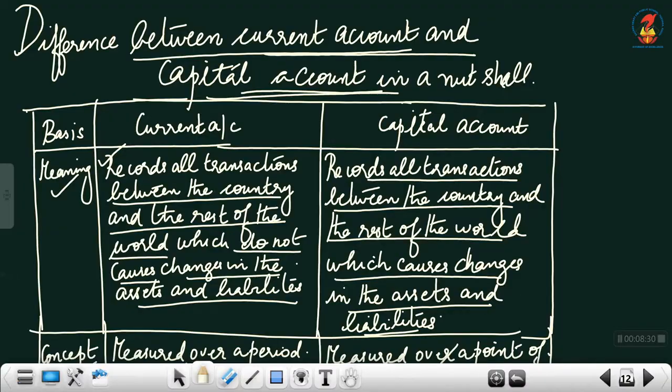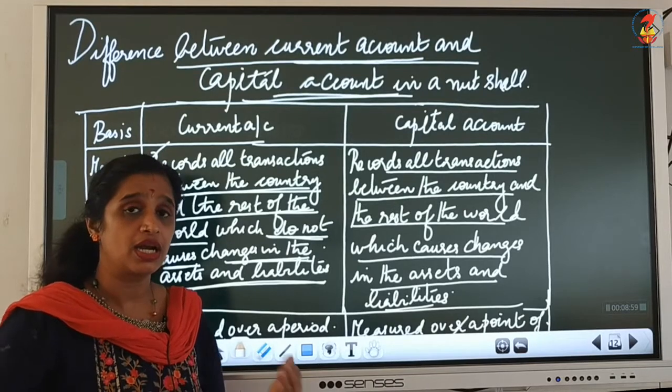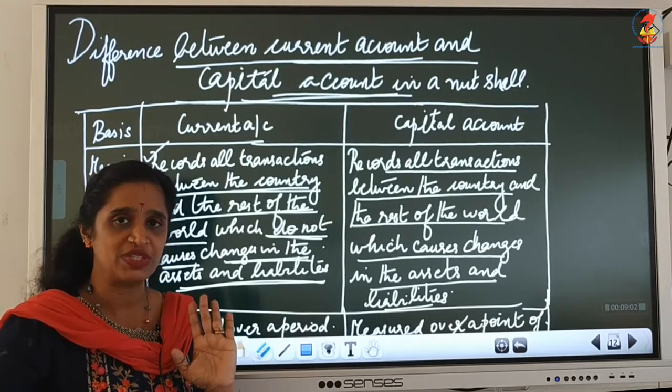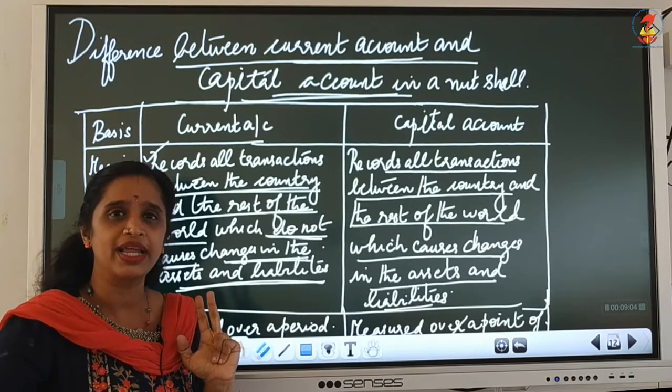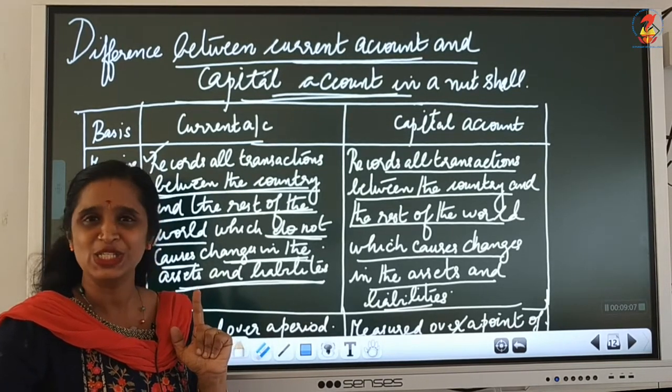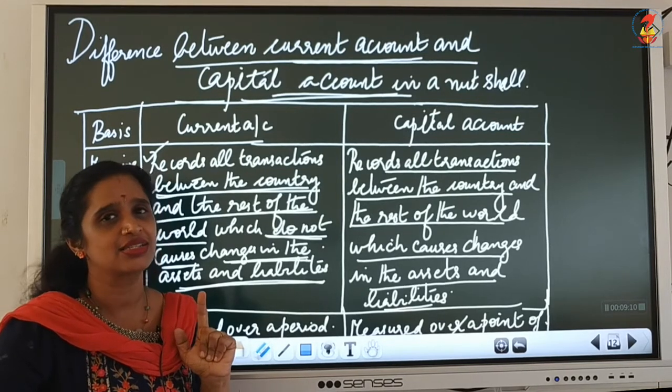Now, on the basis of meaning we are going to differentiate capital account and current account. So first we will see what all things are in the current account. Current account records all transactions between the country, let us assume it as India, and the rest of the world, which do not cause any change in the assets and liabilities. I hope it is clear, because current account consists of 3 components. Which are they? Visible items, invisible items, and unilateral transfers. This will not cause any change in the assets and liabilities.